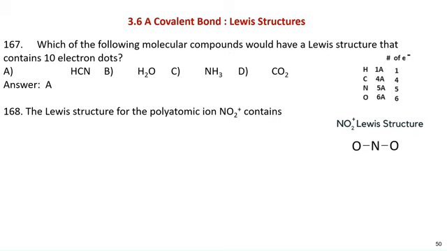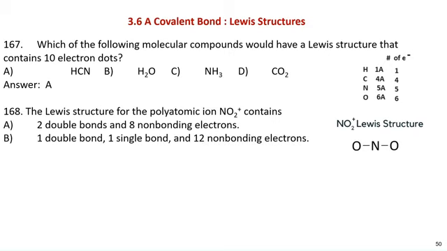1 double bond, single bond, 12 non-bonding electrons. 12 non-bonding. 1, 2, 3, 4, 5. 10, 8 non-bonding. I am counting here. That's 2 double bonds. That's the octet. Here, octet. I didn't draw the 2 double bonds. 2 double bonds. 8 non-bonding electrons. The answer is 8.